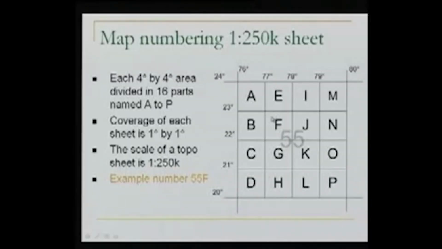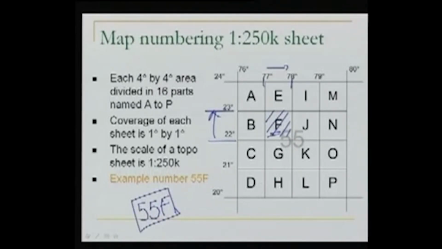So if my area of interest falls, let us say, in this block, my area of interest is within 77 and 78 longitudes and 22 and 23 latitudes. So my area of interest is in F block. So what we will say, our map number is 55F.